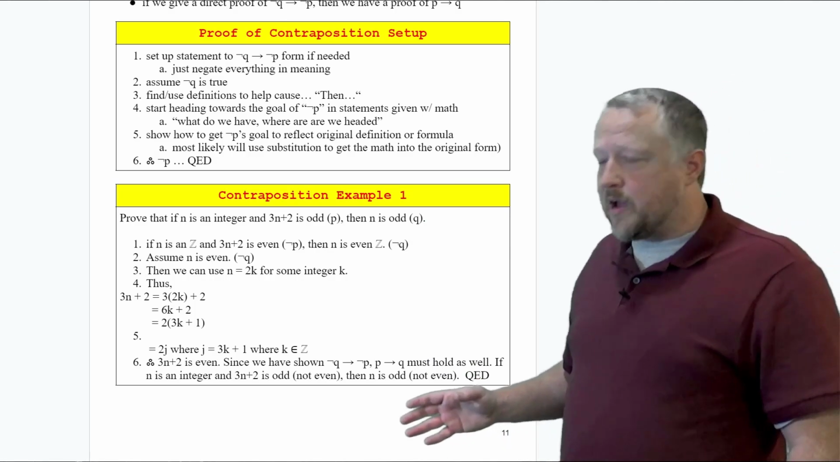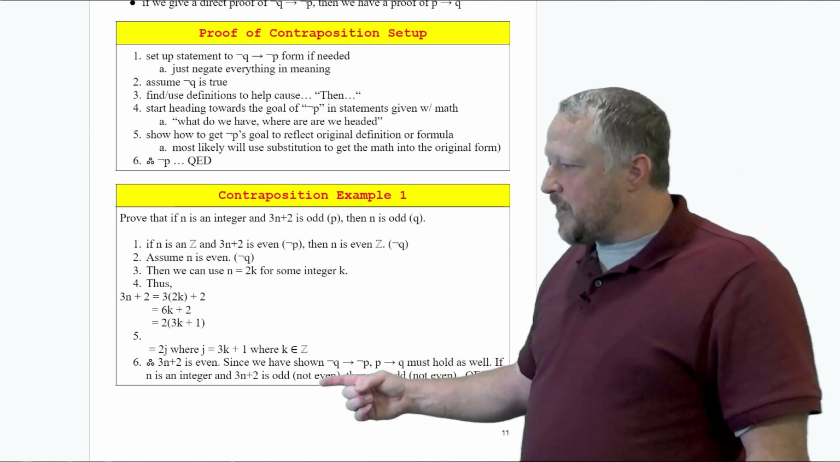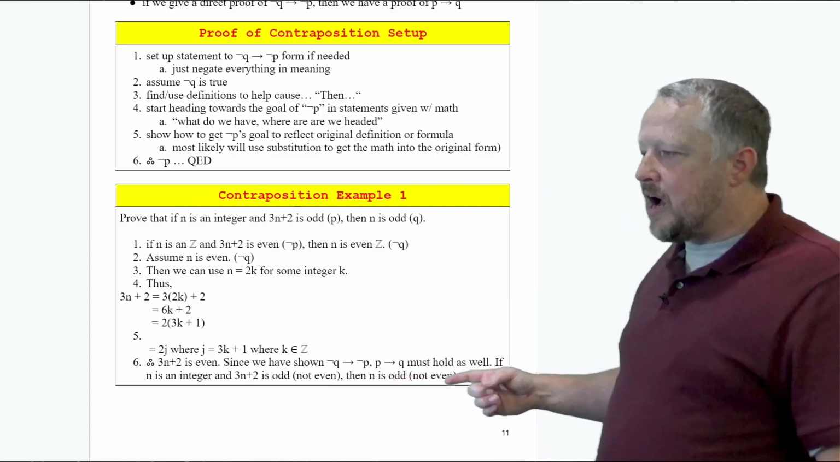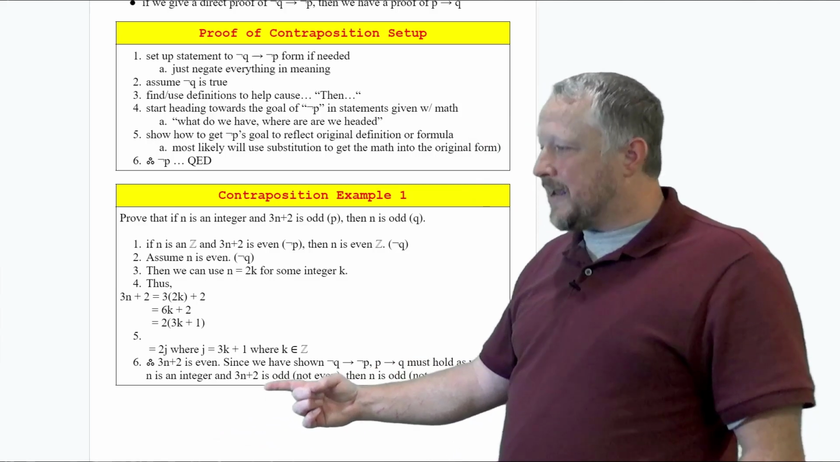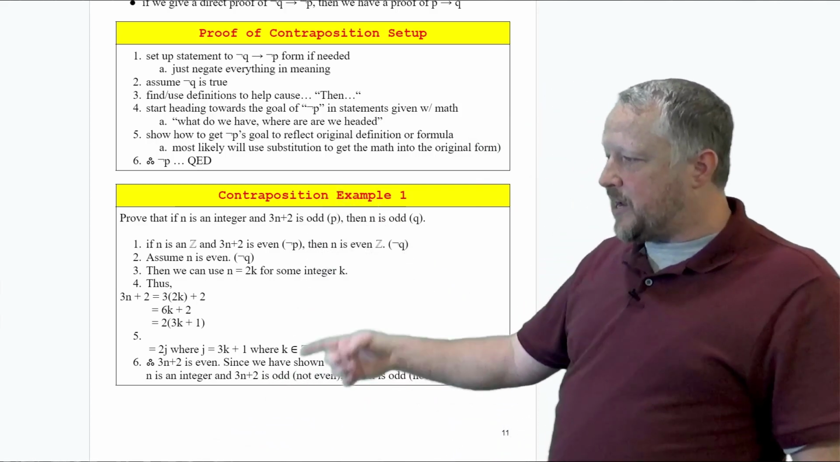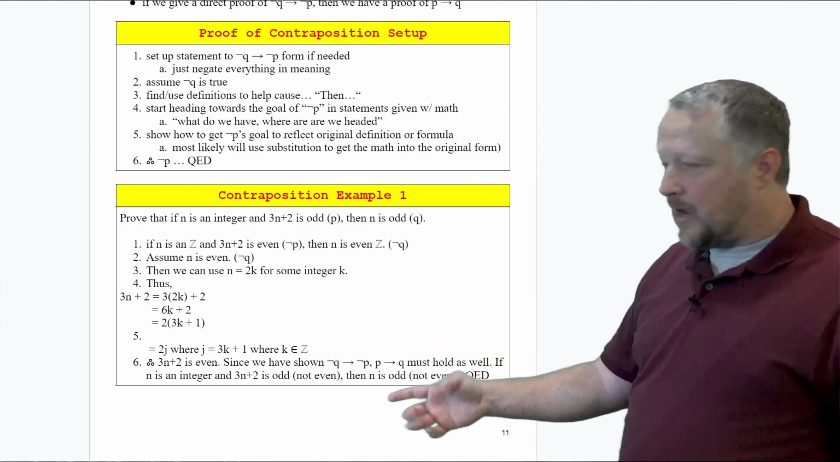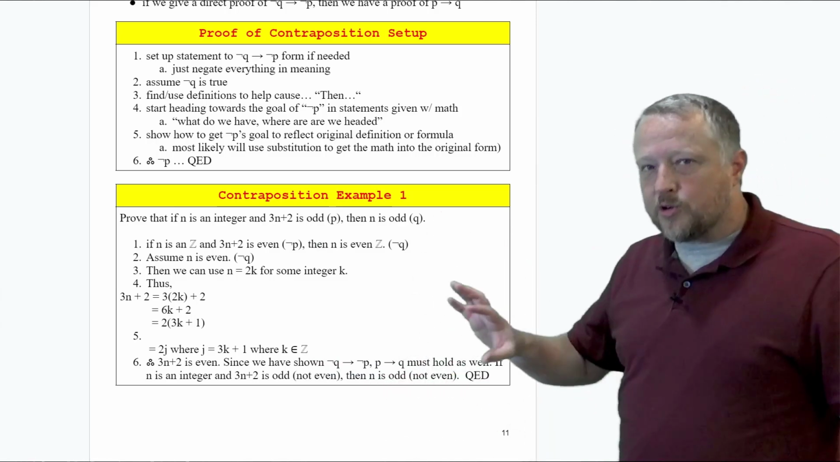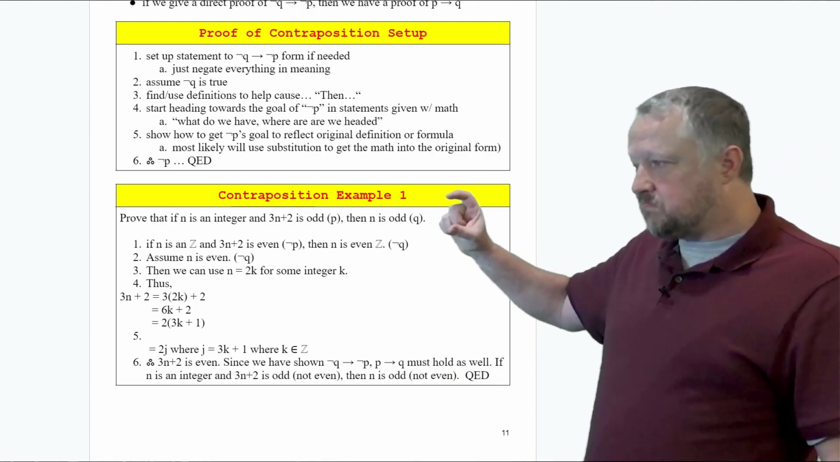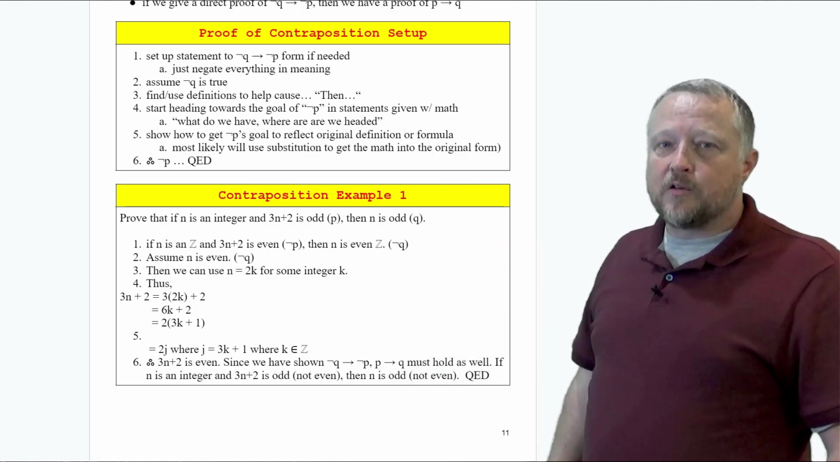Now notice, by the way, in this, we are saying that we are using contrapositive. So notice at the end, n is an integer and 3n plus 2 is odd. That's from the original statement. Notice I don't say not even. You don't have to put that in there. I did. And that n is odd, not even. So notice we're back to the original theorem that we had for our proof.